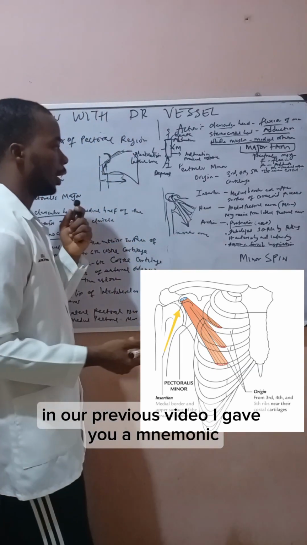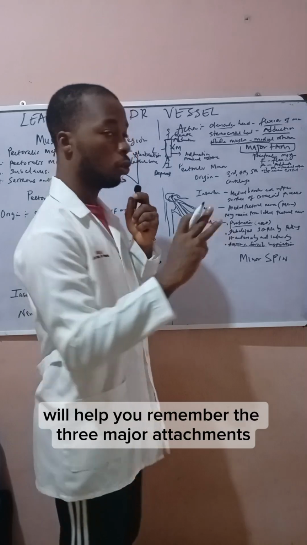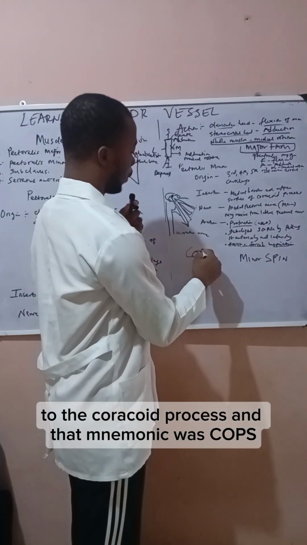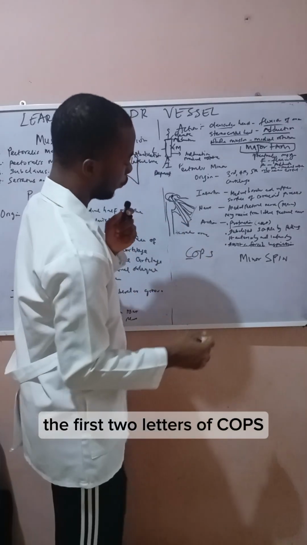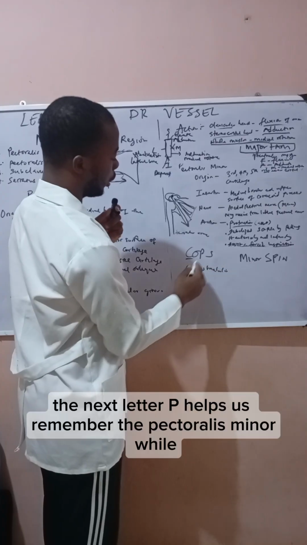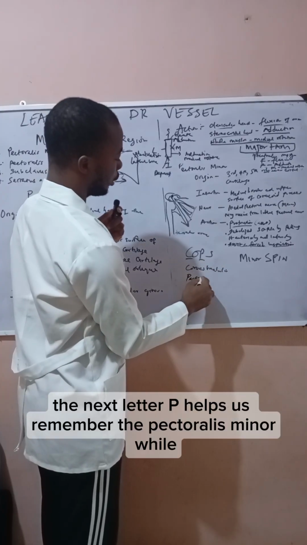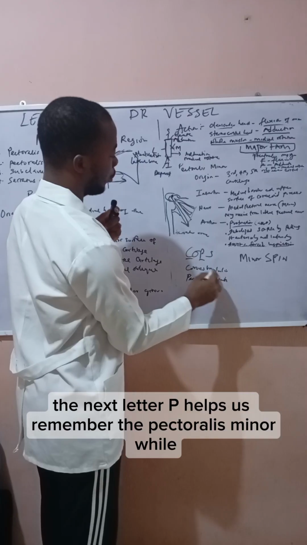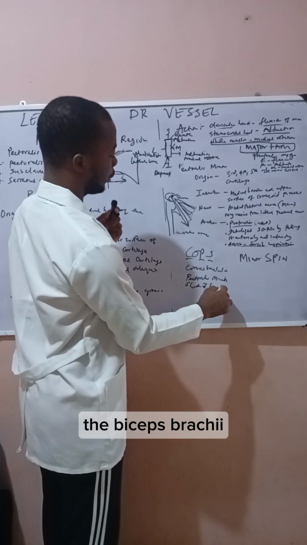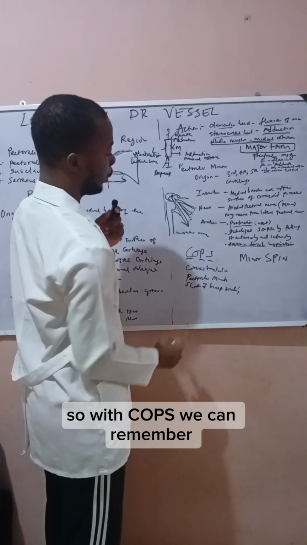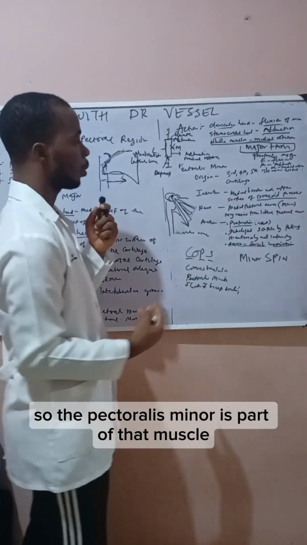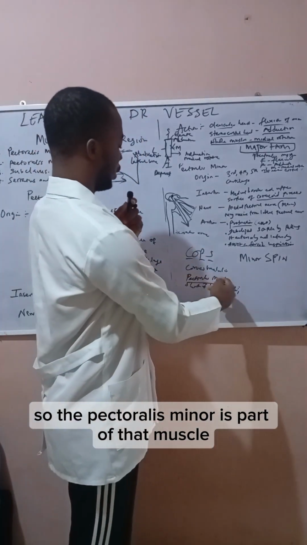In our previous video, I gave you a mnemonic that will help you remember the three muscle attachments to the coracoid process, and that mnemonic was COPS. The first two letters of COPS help us remember the coracobrachialis. The next letter P helps us remember the pectoralis minor, while the last letter S helps us remember the short head of what? The biceps brachii. So with COPS, we can remember the three muscles that are attached to the coracoid process of the scapula. So the pectoralis minor is part of that muscle.